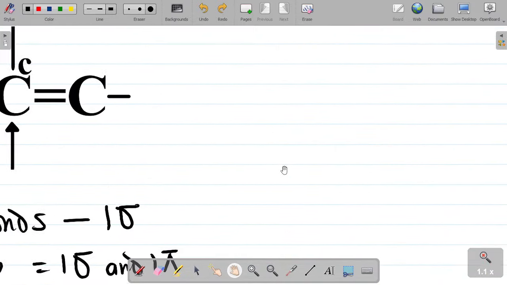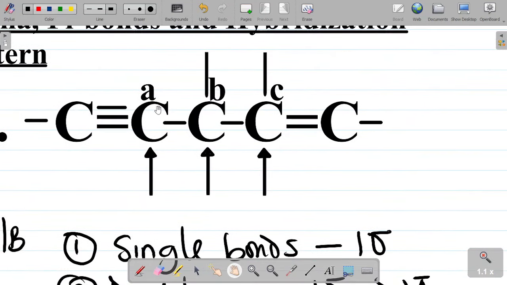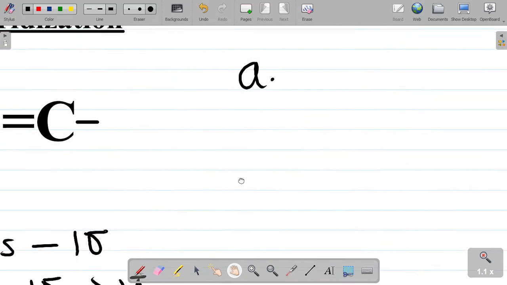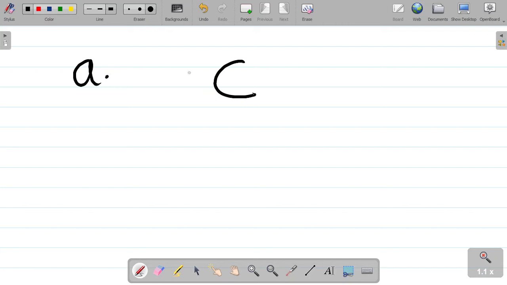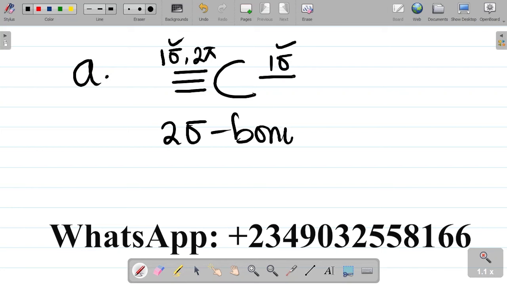Now let's start with A. Looking at A here, what do you observe? You have a carbon. By the left hand side, you have a triple bond, and by the right hand side, you have just a single bond. Let's start with the number of sigma and pi bonds. A single bond gives you 1 sigma bond. A triple bond gives you 1 sigma and 2 pi. So in total, how many sigma bonds do you have? 1 plus 1, so this becomes 2 sigma bonds. How many pi bonds do you have here? 2 pi bonds.